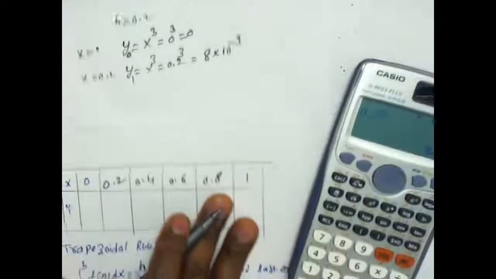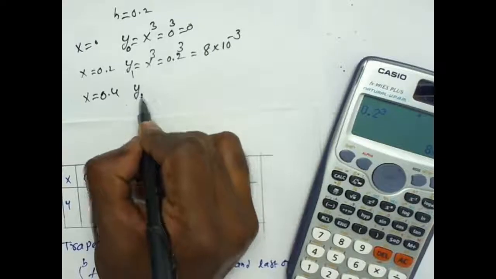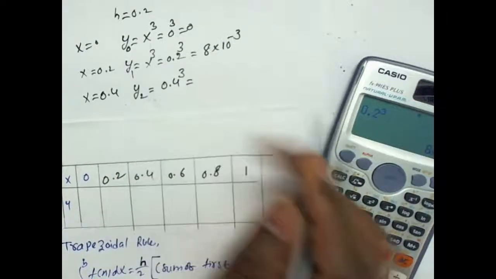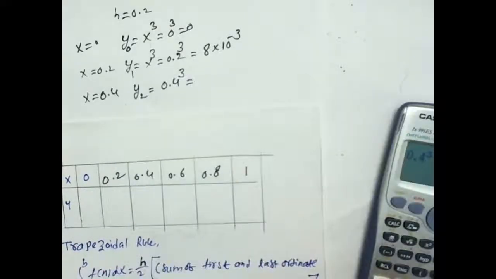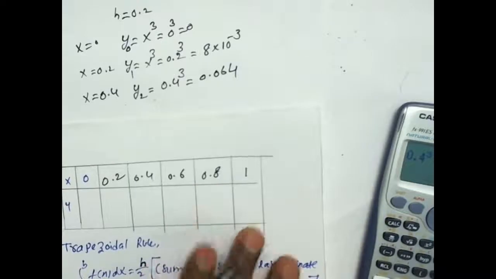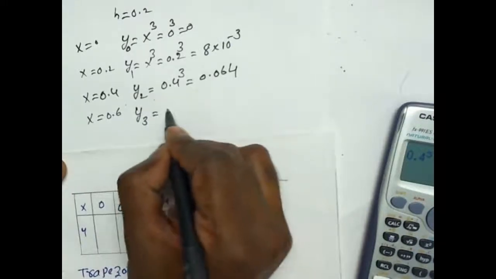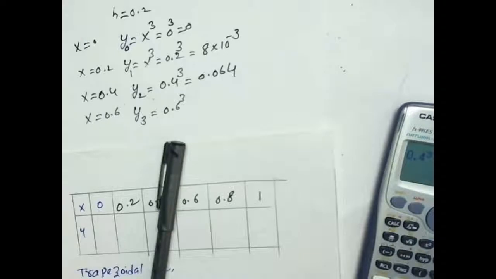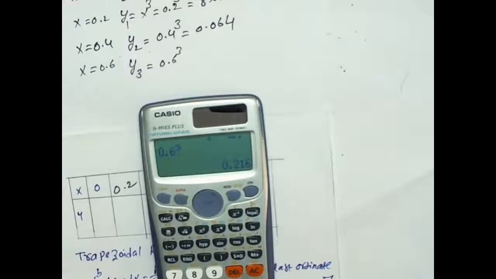Now x is equal to how much? 0.4. This is the y2. Y2 equal to 0.4 cube. 0.4 cube is how much? 0.064. Now x is equal to 0.6. That is the y3 value. Y3 equal to 0.6 cube is equal to how much? 0.216.